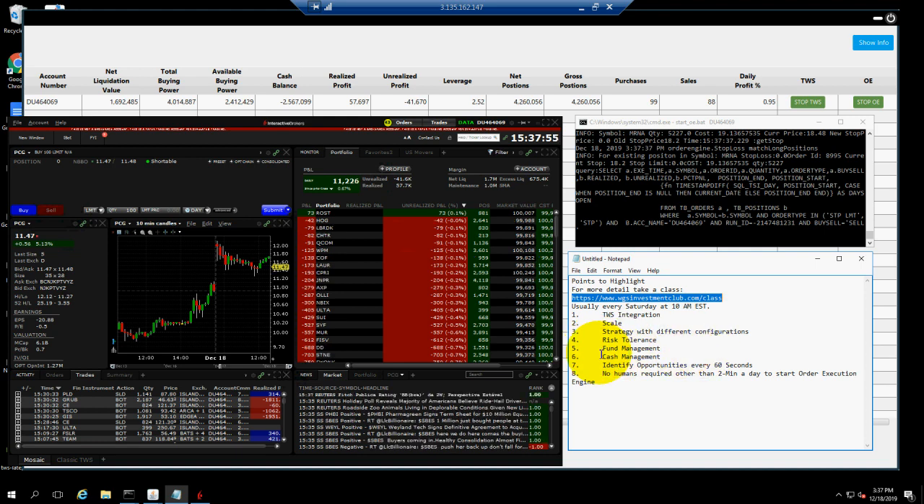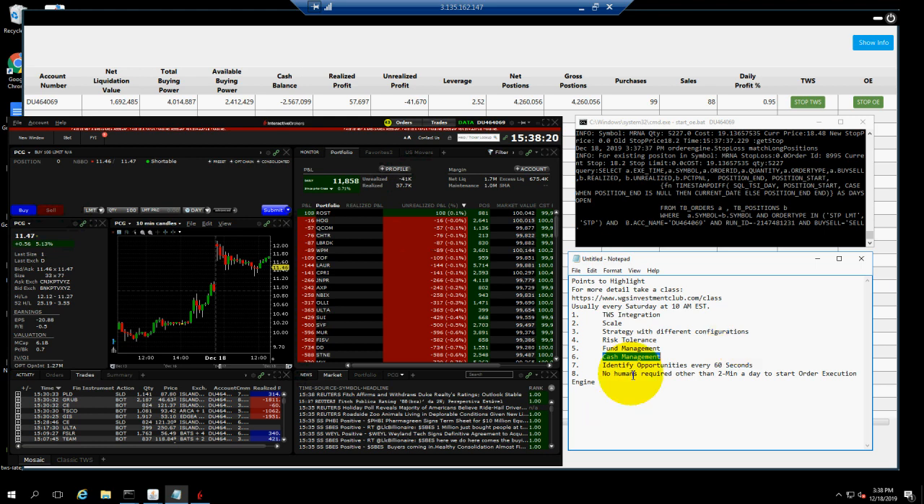Fund management is something like you might put in, say, $100,000, but you are only interested to trade with $5,000. No problem. You can control and restrict the algorithm to only trade $5,000 at a time. Cash management is something whether you want to invest cash 100% or you want to go gradual with the market or you want to go incremental. These are different types of cash managements you can see.